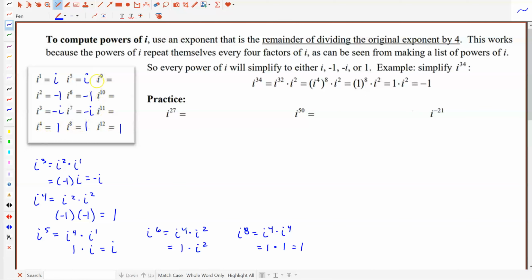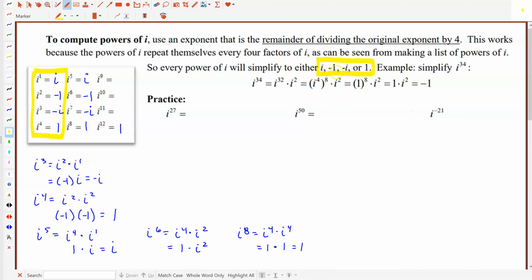If the exponent is not a multiple of 4, how I can figure out what I'm looking at is to divide the exponent by 4 and look at the remainder. And the remainder will then tell me what power of i I need to simplify using these first 4 powers of i. So let's take a look at an example about using the remainders to figure out what power of i I'm looking at. The first practice question is i to the 27th power. What does that simplify to? And your answers, by the way, are either going to be i, -1, -i, or 1. Those are the only possible answers we're going to have to these questions.